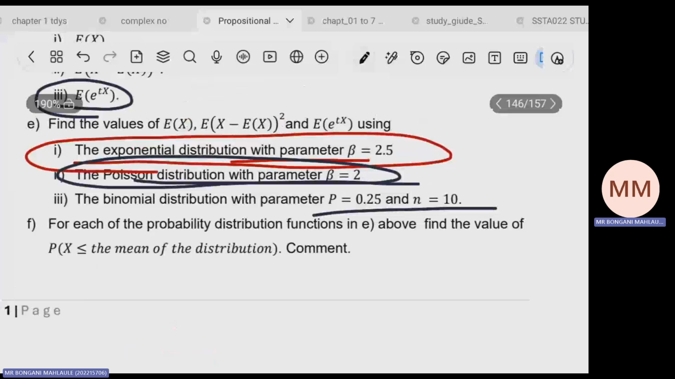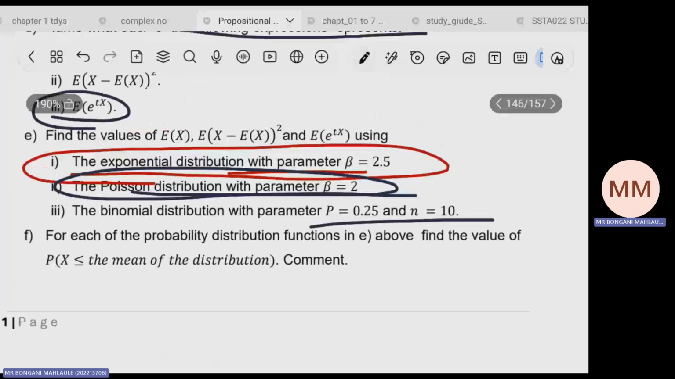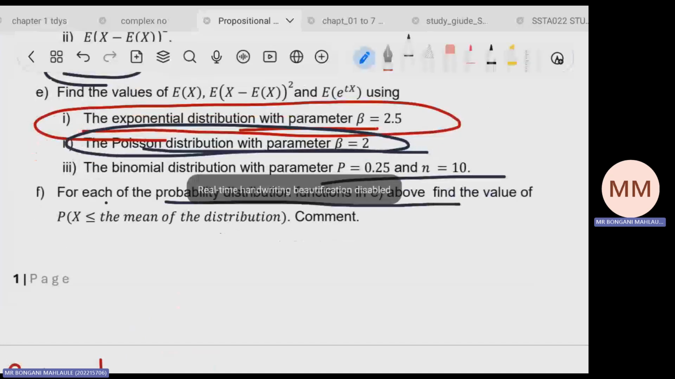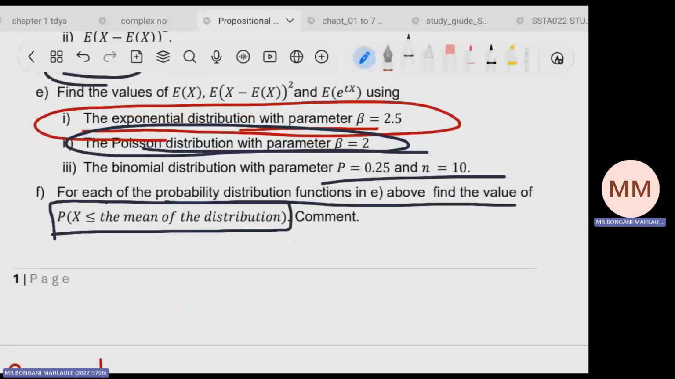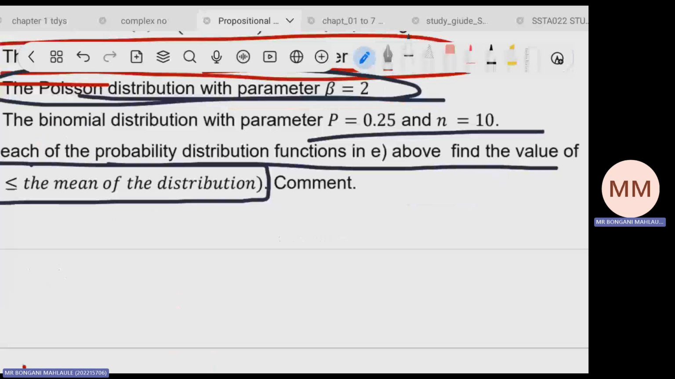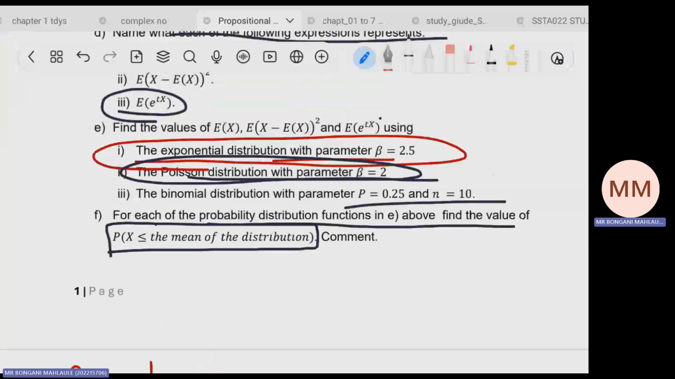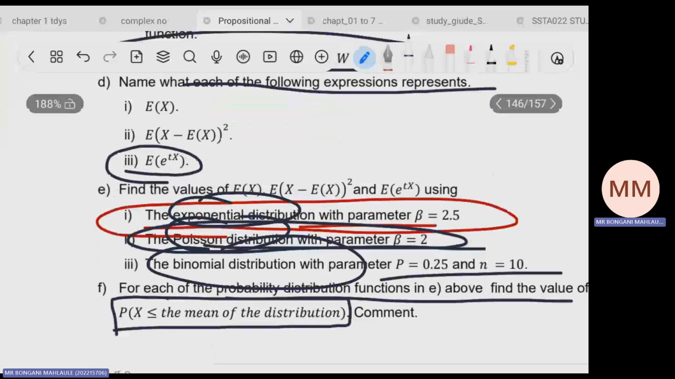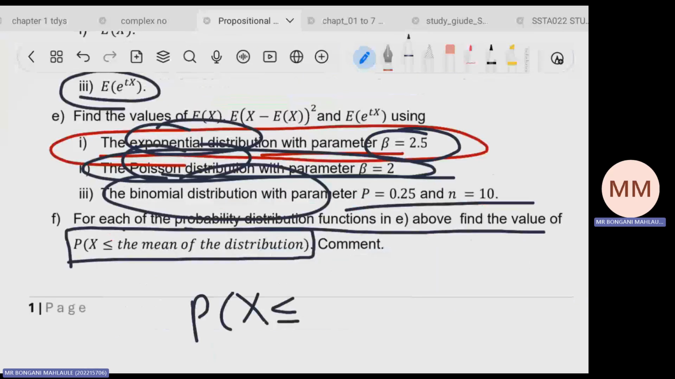So on letter F, they are saying for each of the probability distribution, find the value of the probability of x less than the mean of the distribution. So if we focus on this question, we must check for every distribution. So we must check for exponential, Poisson, binomial when the probability of x is less than or equal to the mean. Here the mean, I believe it was 5.25.